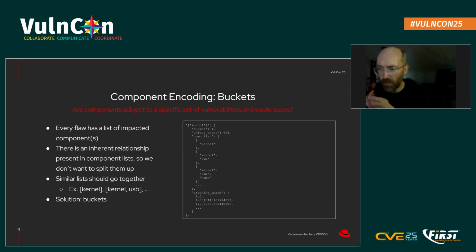So you can see, kernel falls into the first bucket. Kernel KVM will be between 1 and 2, and kernel KVM NVMX will be even, we'll further divide that space so that we end up with a number line that has all of our components in an order that keeps similar components and subcomponents next to each other.